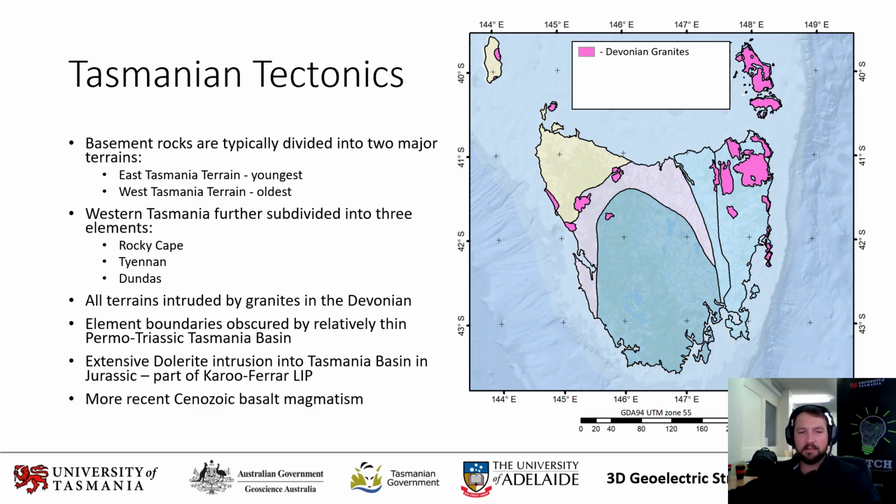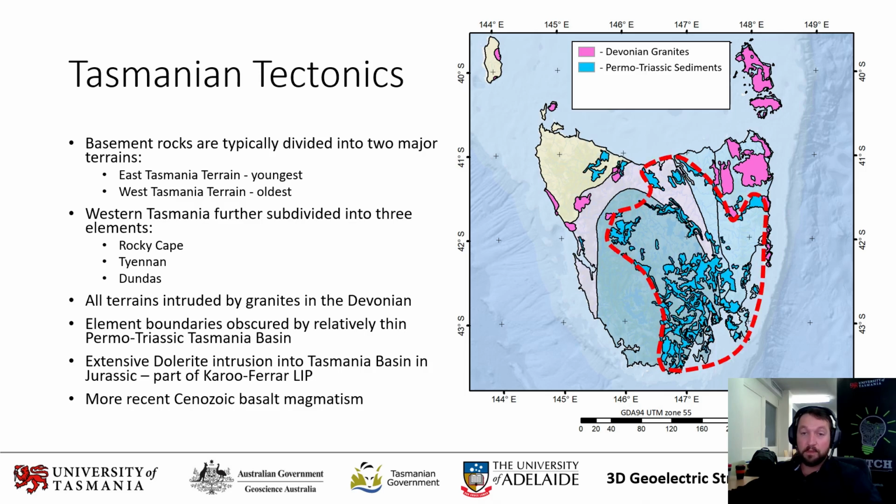The two terrains, east and west, were amalgamated in the Devonian as part of the Tabberabberan orogeny. This reactivated a number of the structures from the earlier Cambrian orogenesis, and also coincided with voluminous granitic intrusion. Some of these granites are highly prospective for tin-tungsten mineralization as well.